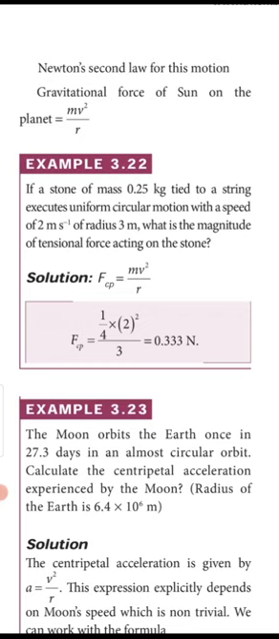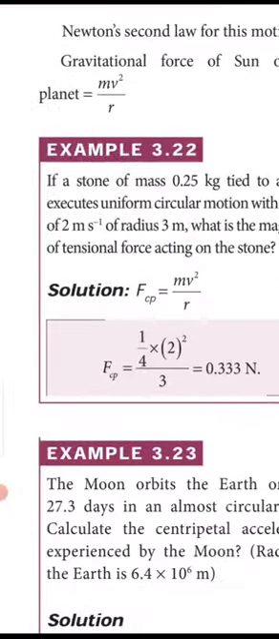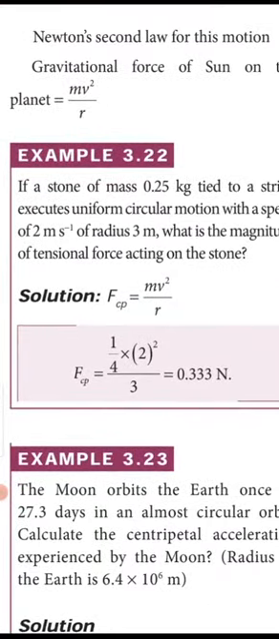So straight substitution, right? F_CP is equal to mv square by r, that is Newton's second law of motion. In the place of m, we substitute 1 by 4, in the place of speed, we substitute 2 meter per second, and in the place of r, we substitute 3 meters. And multiplying, 4 by 4 gets cancelled. So it's 1 by 3, and dividing 1 by 3, you will get 0.333 newtons.